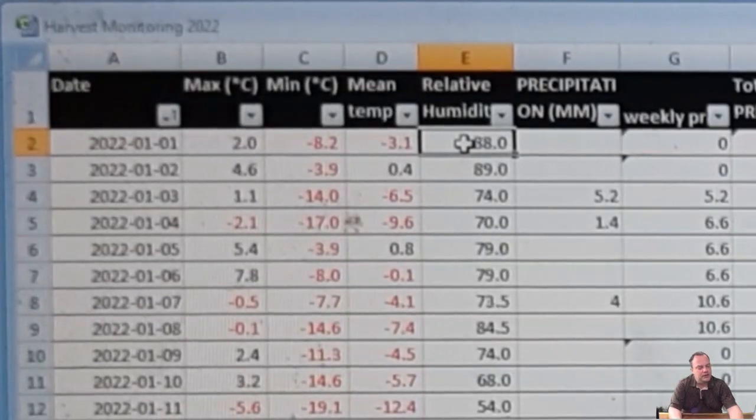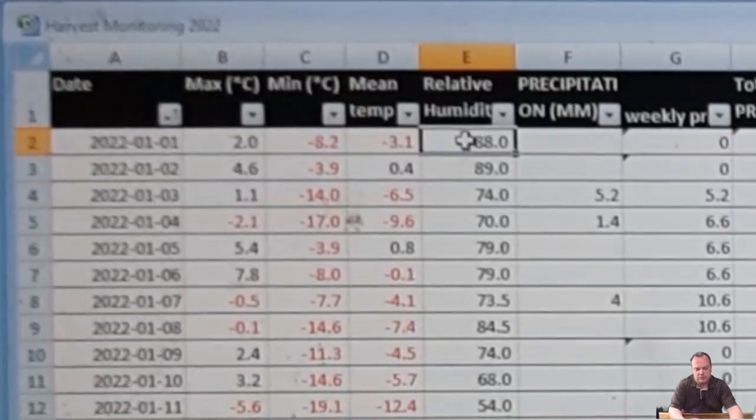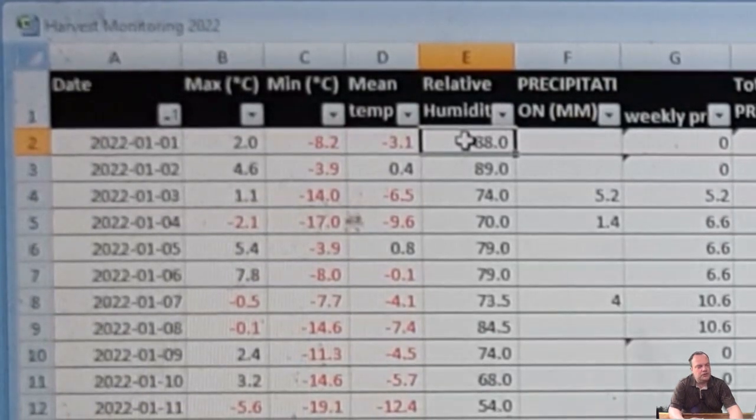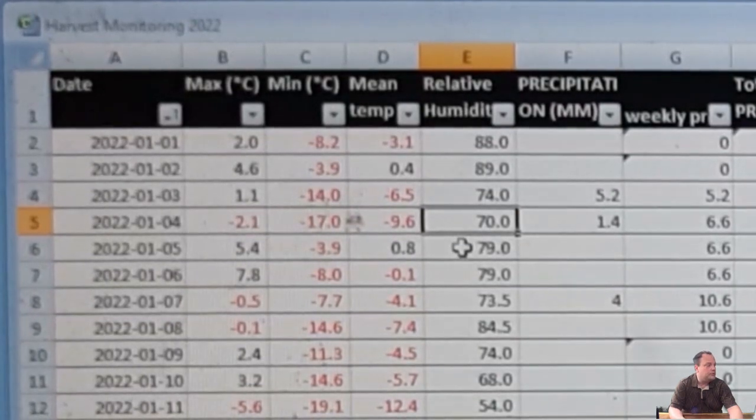Relative humidity, I get a maximum and minimum humidity. So when I redo this, I think I'm going to do the humidity the same as I'm doing the temperature. But for this year, I just calculated the relative humidity, the average humidity for the day, from the maximum and minimum that I get from my thermometers.